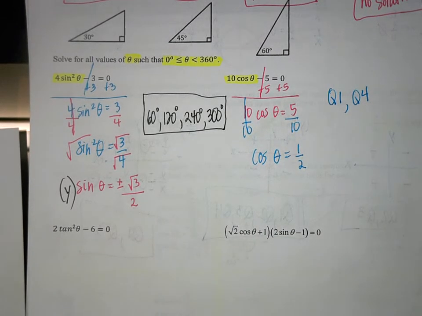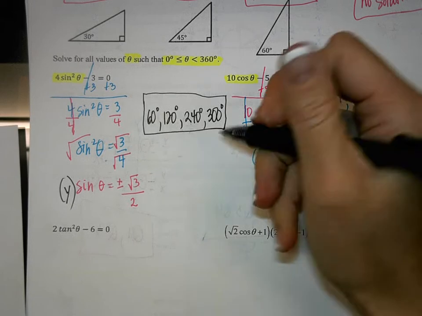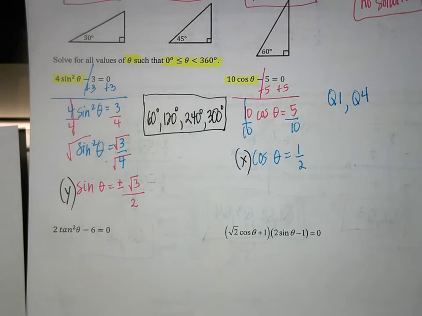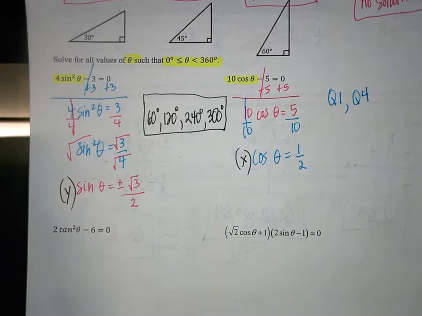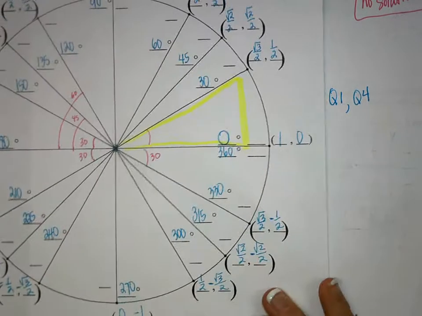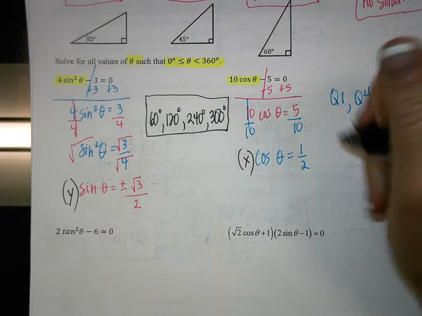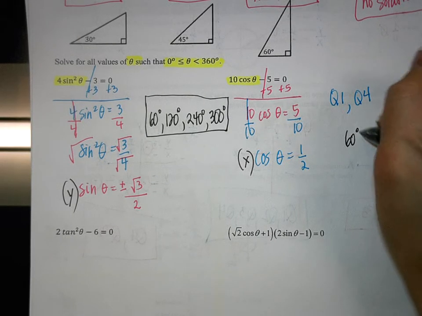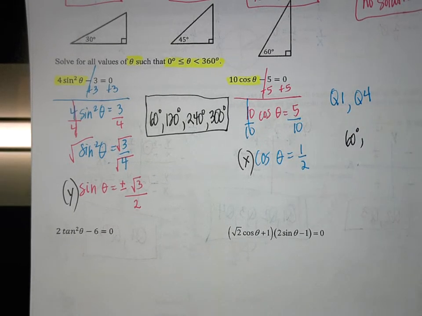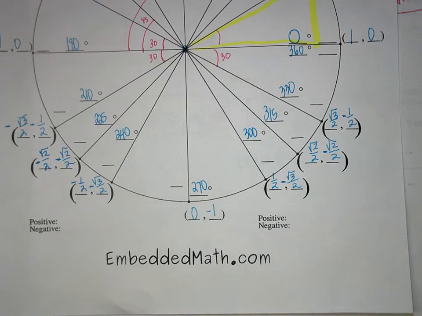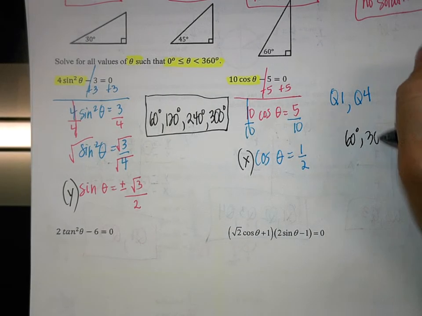So I'm looking in quadrants 1 and 4 for cosine of 1/2. And we know that cosine is dealing with the x value. So in quadrant 1, what degree has an x value of 1/2? 60. And in quadrant 4, which one has an x value of 1/2? 300. And that's my answer.